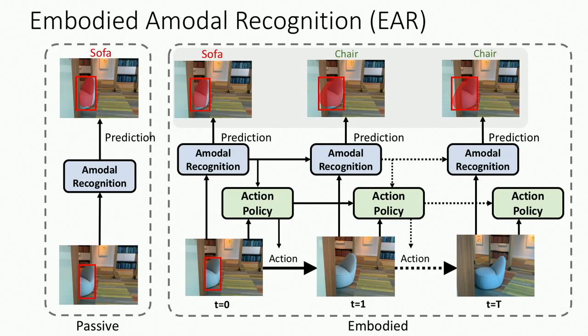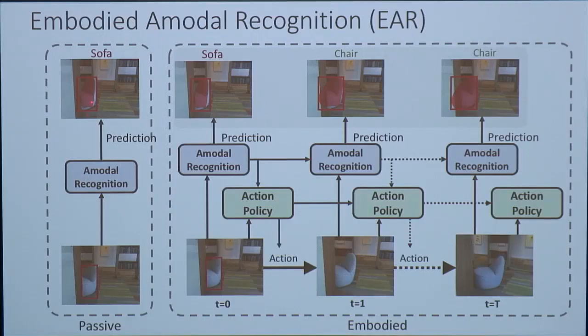For embodied model recognition, we introduce a new pipeline called the embodied model recognition model. Generally, the passive one is something like this: given an image, we predict the category and the segmentation result, and usually it may fail to recognize the object. So we propose an embodied model recognition pipeline. It combines the model recognition system, which is a visual system, and also has an action policy to help the agent learn how to move to get a better observation.